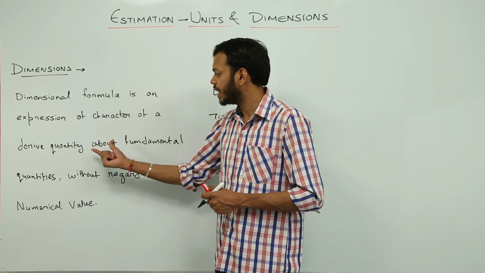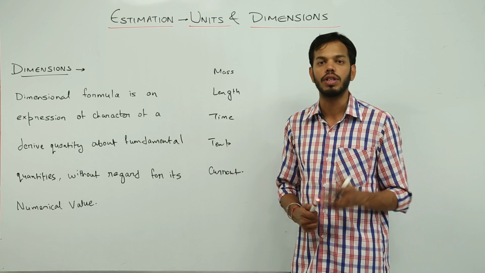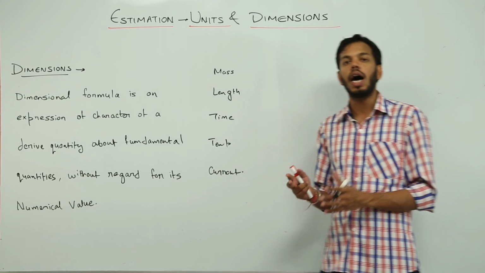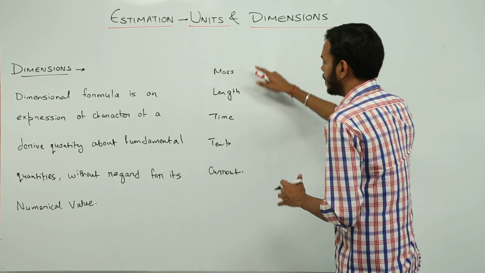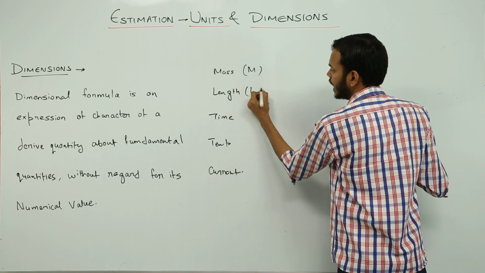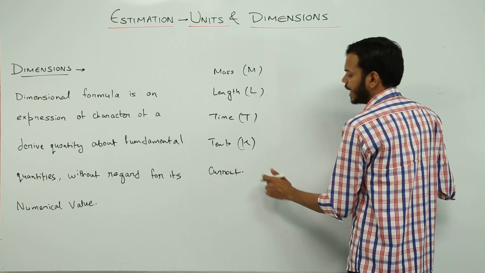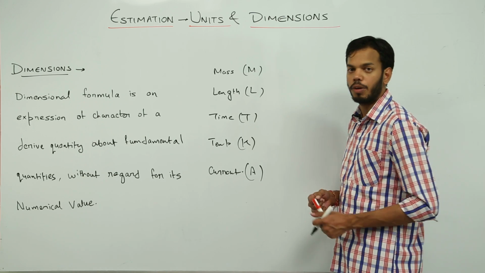Okay, so the character of a derived quantity about physical quantities without regard for its numerical value. That means we are not considering the numerical value. All we are considering right now is how the dependence is taken into consideration. Alright, so the dimensional formula is represented by this, for mass M, length L, time T, temperature Kelvin and current ampere. These are the dimensional formulas.